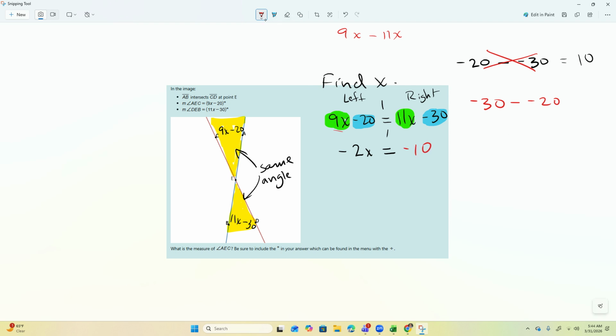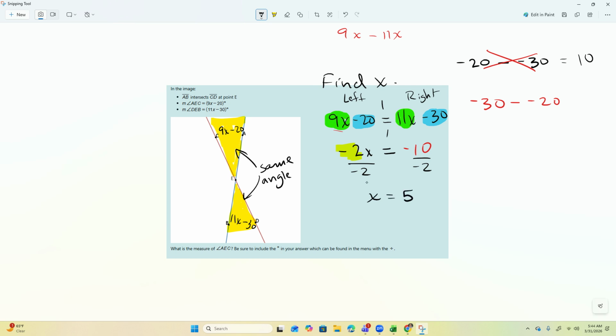And then, how do we solve for x here? What we're going to do is we want to get rid of multiplying by negative 2. What is the opposite of multiplying? Oh, that's going to be dividing. So I'm going to divide by negative 2. And you're going to see that x is equal positive 5.